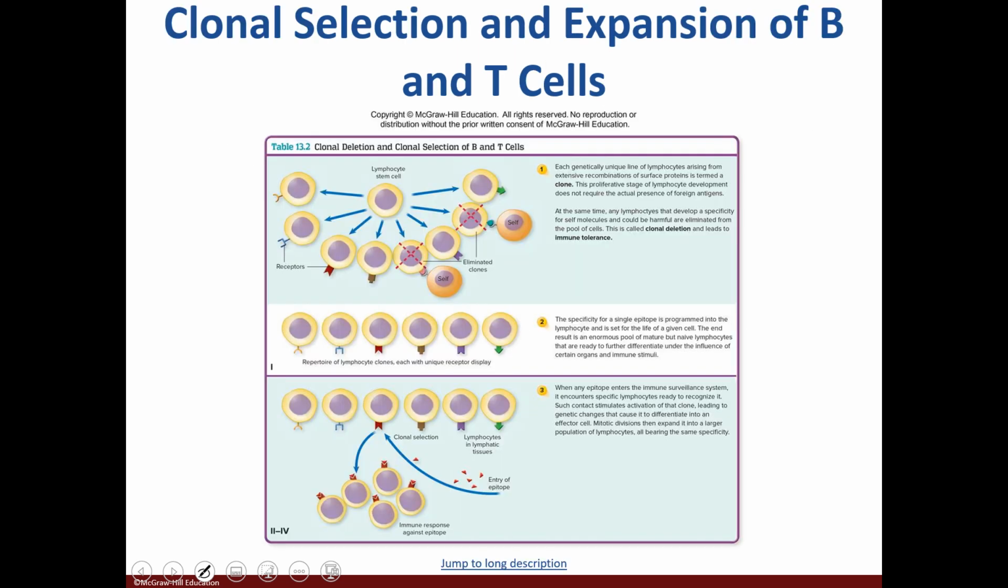Here we see all of the clones. In this image, we can see two clones that recognize and bind to self. We don't want these guys in the picture any longer, so they're destroyed. The good guys survive and then travel to the lymphoid organs, and upon activation can proliferate and differentiate, as we see here.